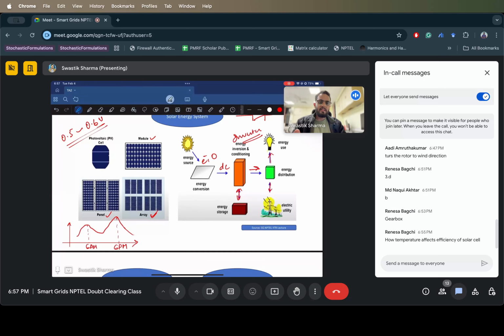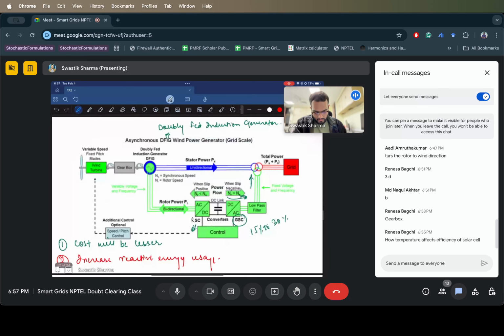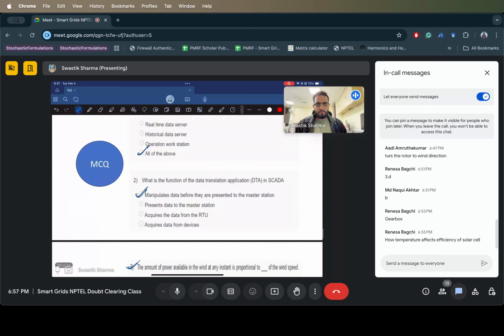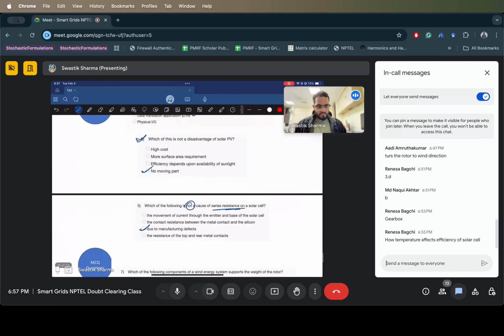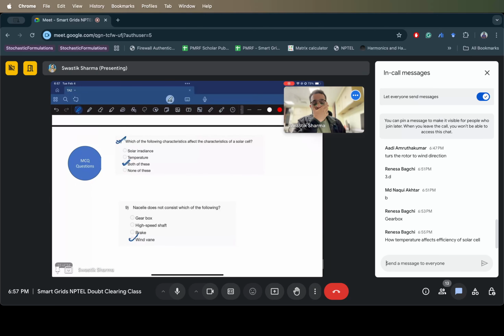And in winter days, when there is less temperature but still an abundance of sunlight, let's say you are having a free environment where there is no smog or fog, you will feel that the amount of current that you're getting from your solar PV output is less. It's generally because even though there is light energy, there is no thermal energy, which can help in creating more electron hole pairs. So I hope you understood, Renessa, how temperature affects efficiency of solar cell.